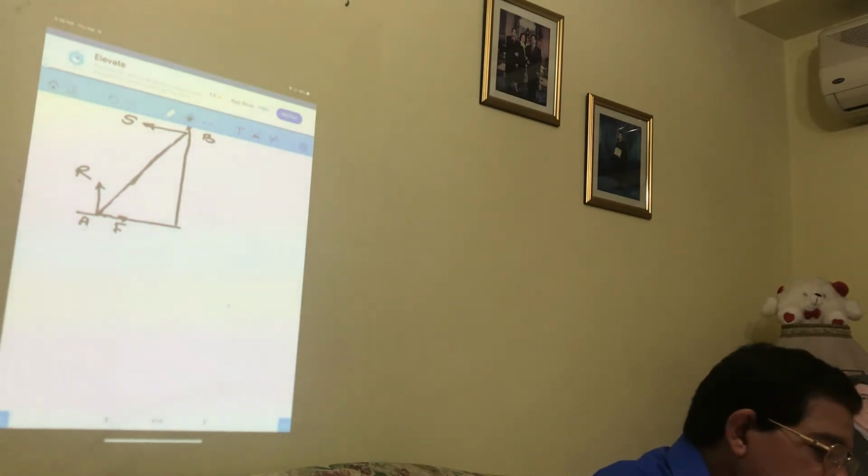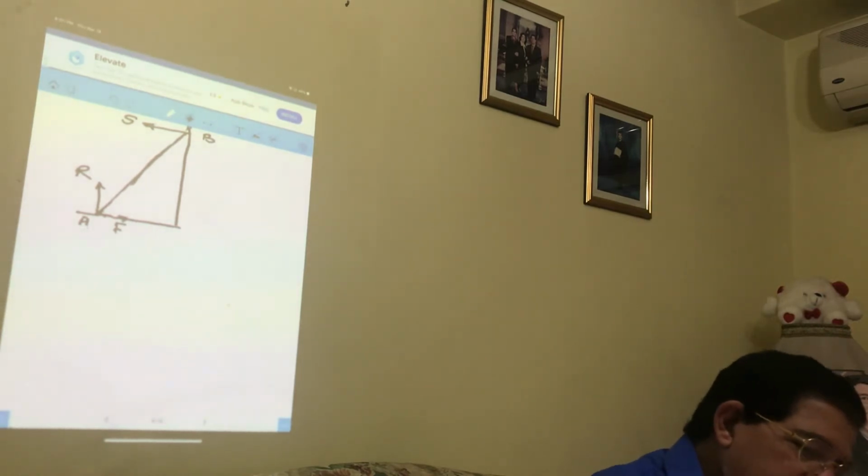Let's say a load of mass 2m is fixed on the ladder at point C. There's a load here fixed at point C. A load of mass 2m, which is weight 2mg.